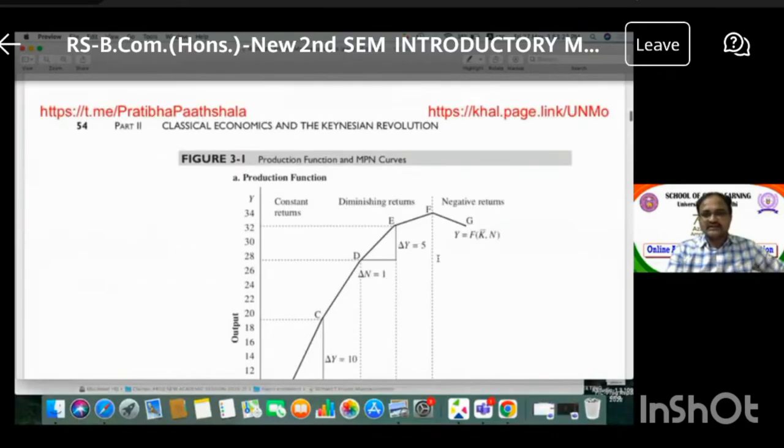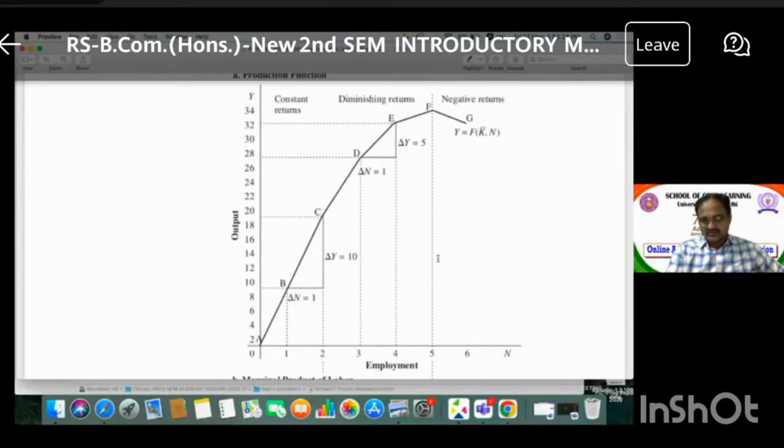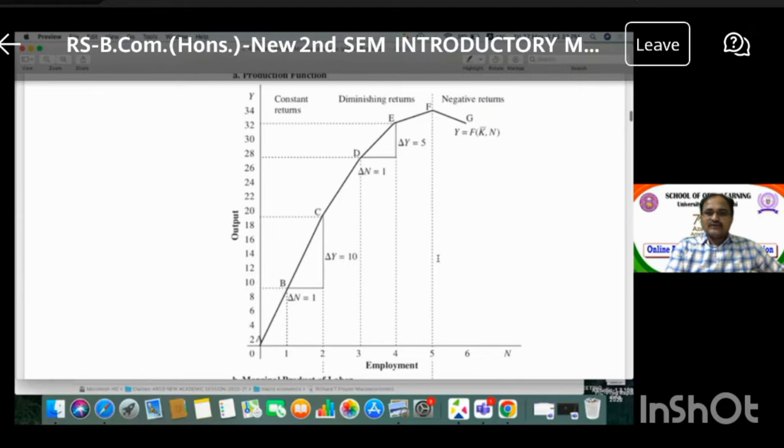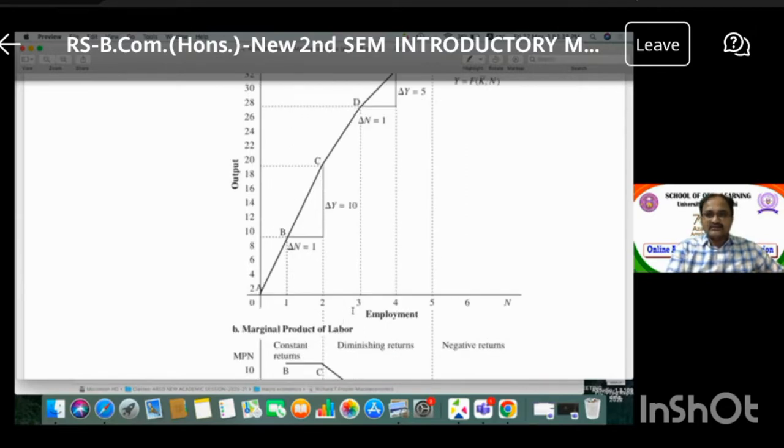So what is our conclusion here? This is the diagram according to that table. According to the classical theory, if you hire the labor here, output is produced at this much level. If you hire one more unit of labor input, the output is increasing. In the initial stage, the output is increasing at a constant level. And beyond some labor, the output is diminishing. If you increase one more unit of labor input after 5 labor, that output is going to negative. That we are discussing here.